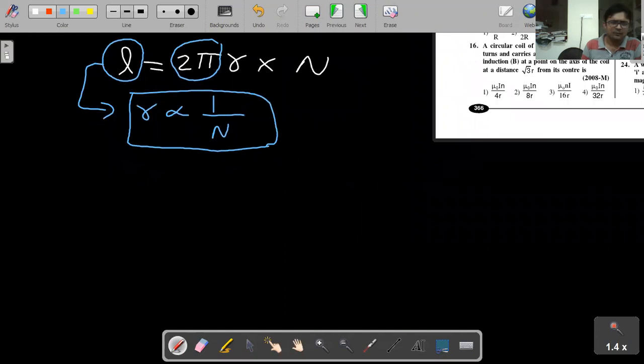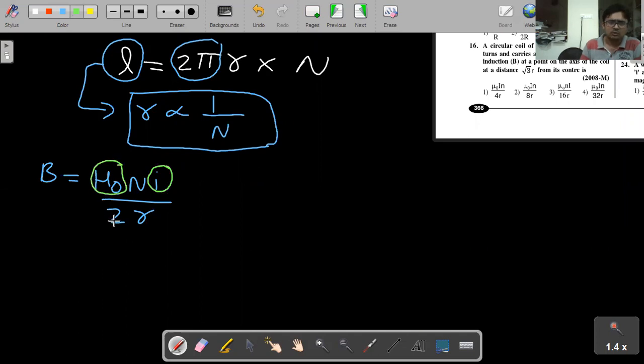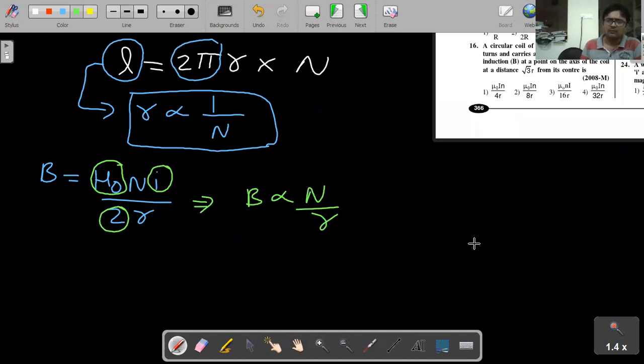What is the magnetic field formula, sir? At the center, everybody knows it is mu naught N I by 2R. They also mentioned the same current is flowing, so I will be constant. Mu naught is constant, 2 is constant. But because of the change of turns, the radius also changes. B is proportional to N by R. If you observe carefully, just now I told you the radius is inversely proportional to the number of turns.